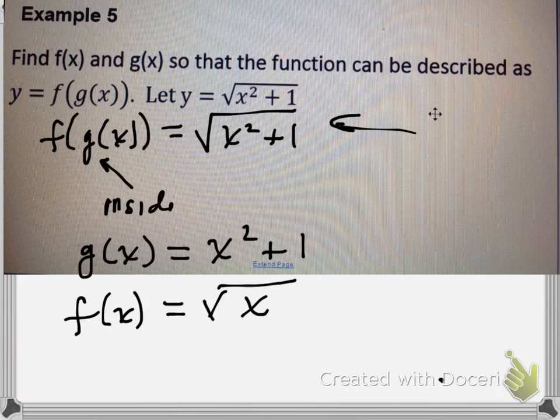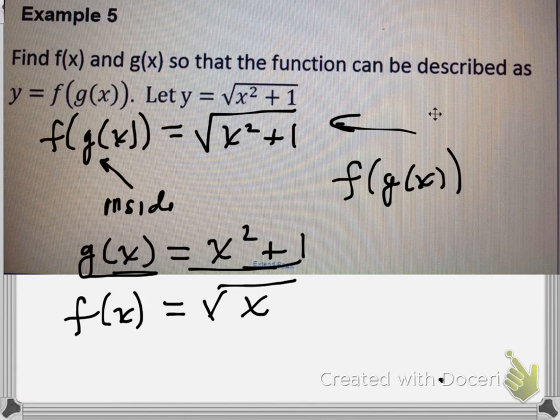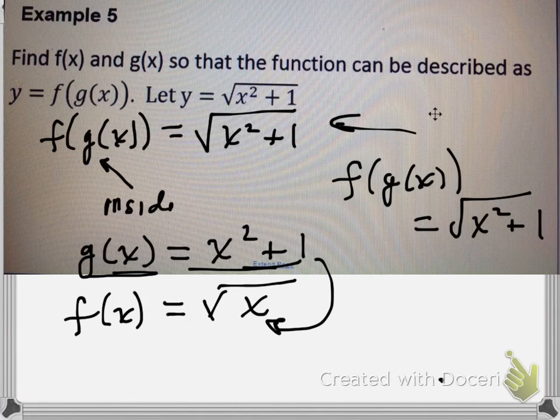We can check to see that we are right by saying, okay, so we have f of g of x. Here's g of x. So we take x squared plus 1 and plug it into the square root of x, or f of x. And you'll notice that you get back the square root of x squared plus 1. So that's really what decomposing a function is.